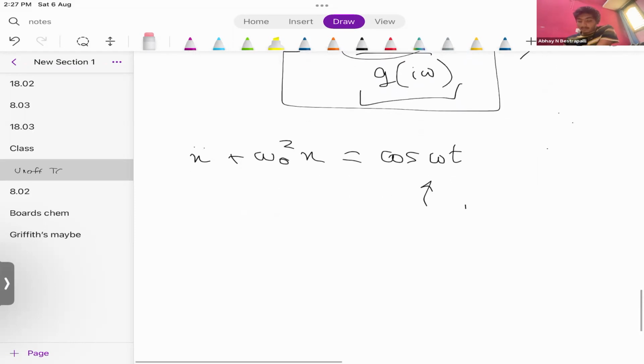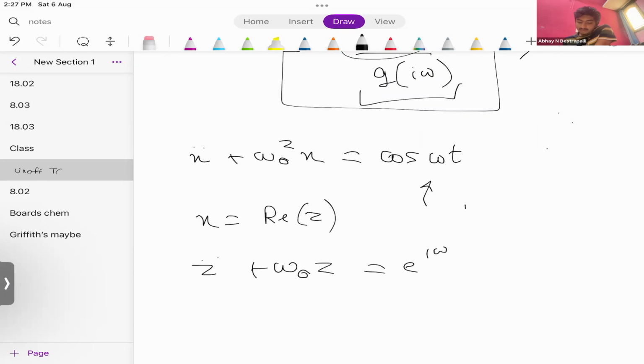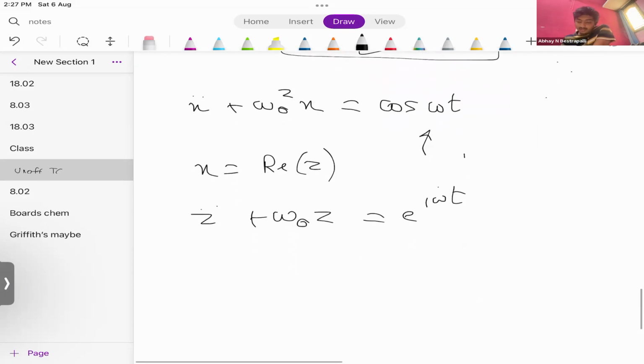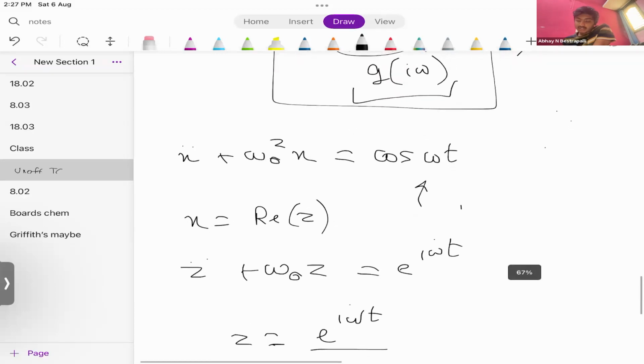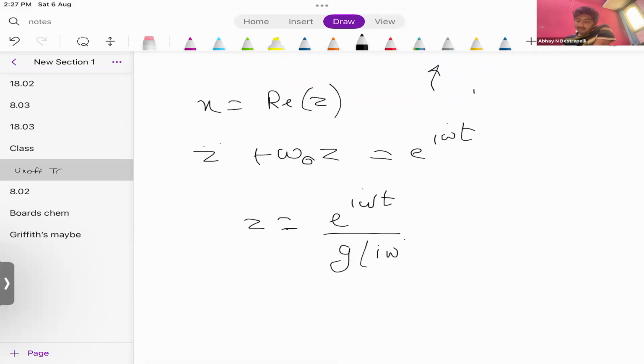So what is the solution according to what I said? First we have to complexify. That is, we choose a z such that x is equal to the real part of z. Then we are actually solving this equation. As I said, the solution to this equation gives a solution to the original equation. I'll come back to that later. There are more solutions, but this is the important part; the other part doesn't matter much. So a solution to this equation is z equals e to the power i omega t over g(i omega).